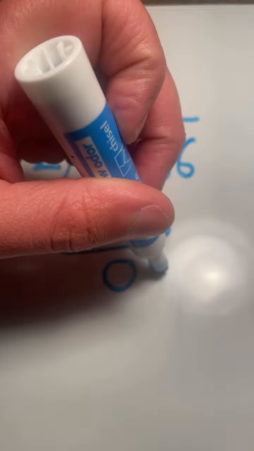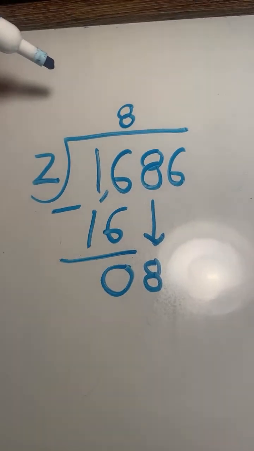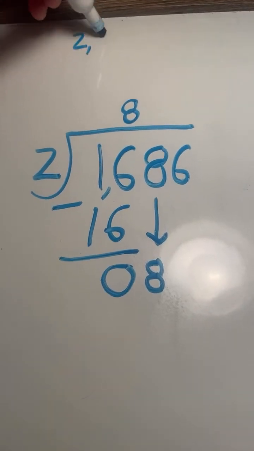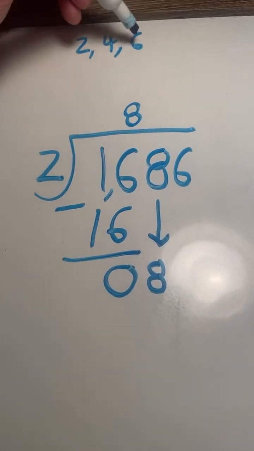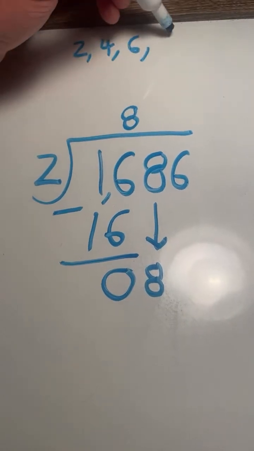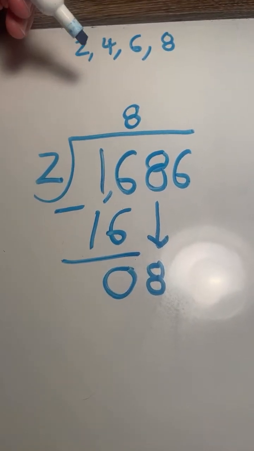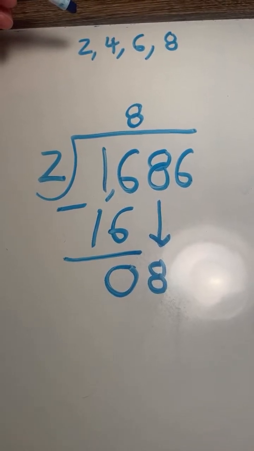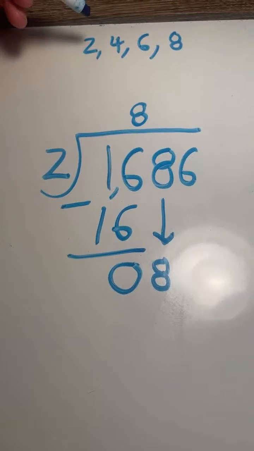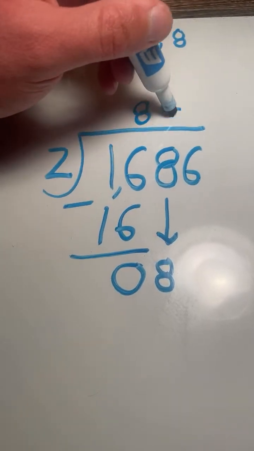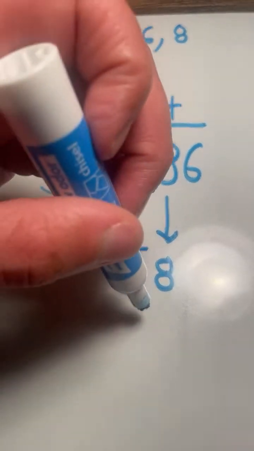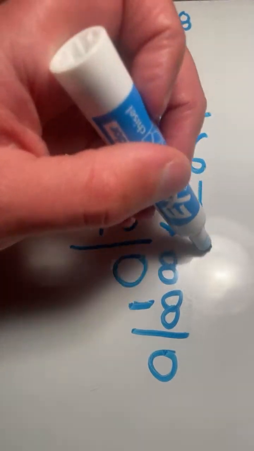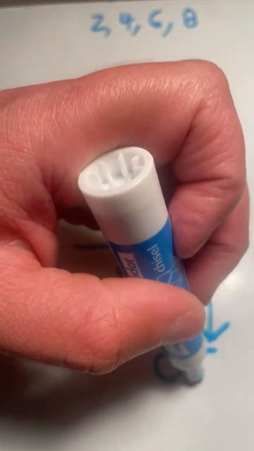We bring down the 8. Next, we got to figure out how many groups of 2 go into 8. Here we go. 2, that's 1 group. 4, 2 groups. 6, 3 groups. 8, 4 groups. 2 goes into 8 4 times. 8 divided by 2 equals 4. We ended up landing right on 8. 8 is what we subtract. 8 minus 8 equals 0. We bring down the 6.